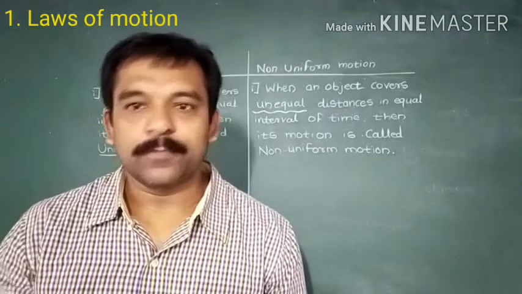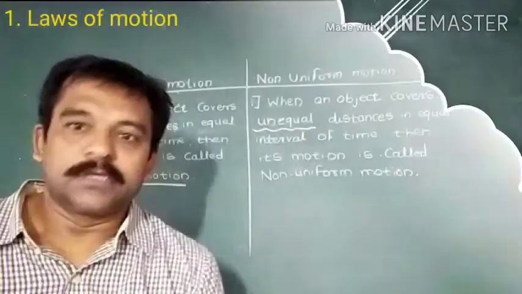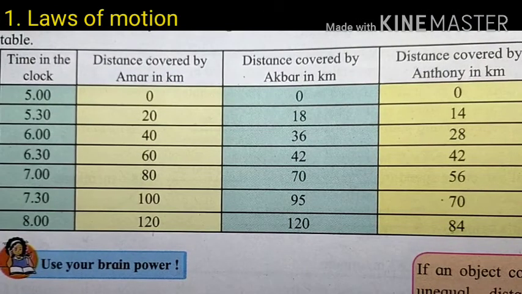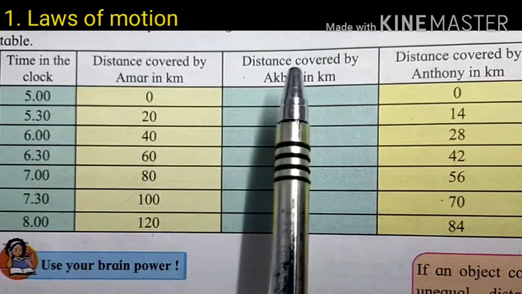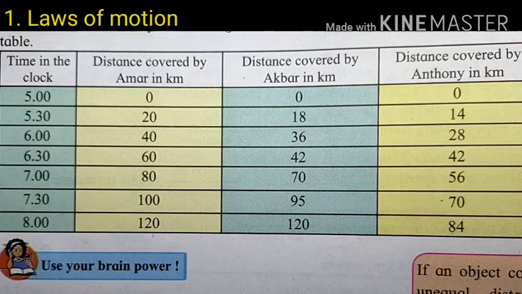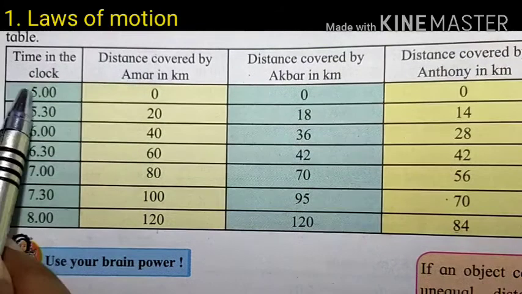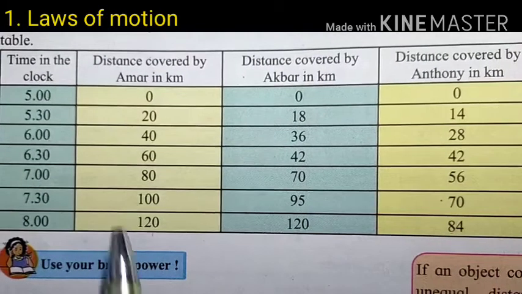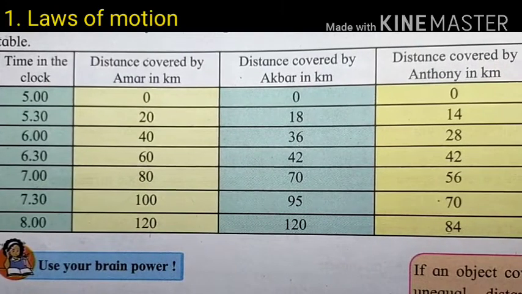Let us see an example of both of these, uniform and non-uniform. This is an example of uniform motion and non-uniform motion in our textbook. See, they have given: Amar, Akbar, Anthony were three friends. They travel in their own vehicles and they decided to note down the distance covered after every half an hour. After every half an hour they were counting the distance and their readings are given over here.